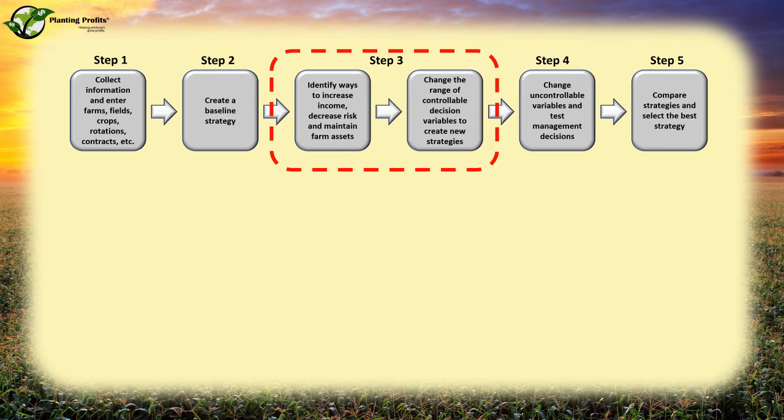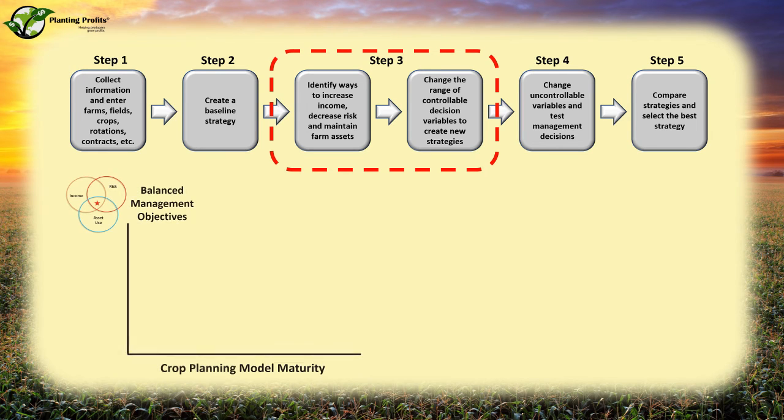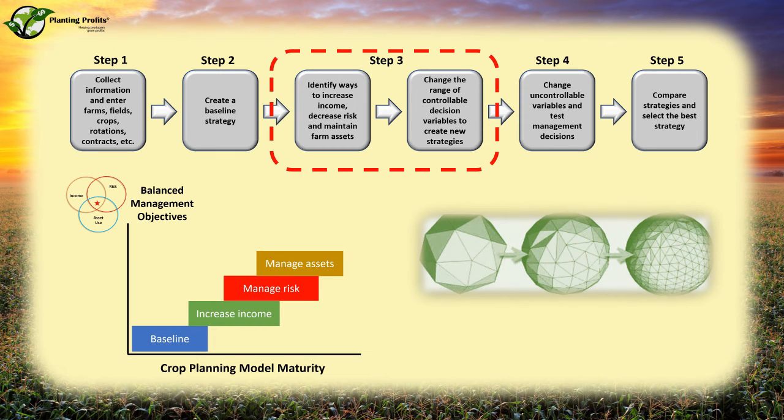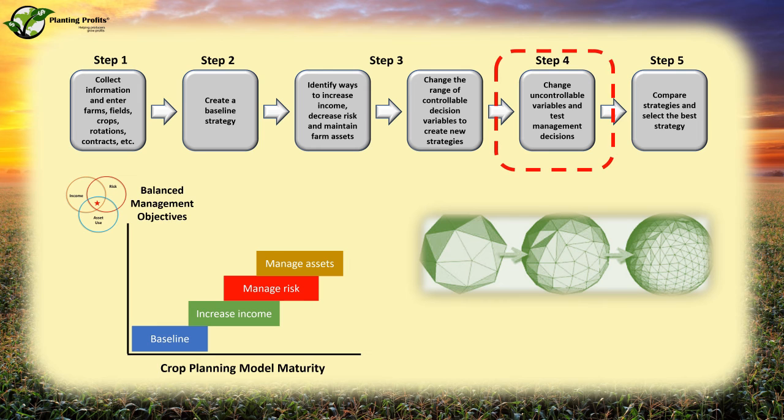To summarize, use the sensitivity analysis tools in Step 3 of the planning process to analyze management decisions affecting resource use and acreage allocations. These tools will help you explore paths and find ways to increase income, manage risk, and optimize resource use. The next training video covers scenario analysis and Step 4 of the planning process.